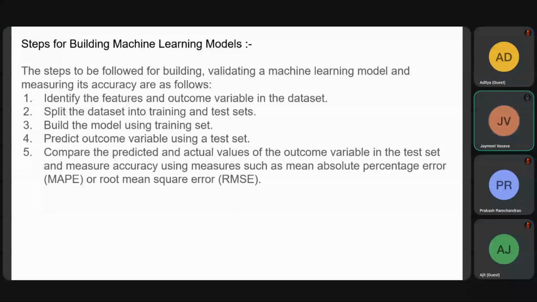So the steps to be followed for building a machine learning model, validating it, and measuring its accuracy are: identify the features and outcome variable in the dataset, split the dataset into training and test sets, build the model using the training set, predict the outcome variable using the test set, compare the predicted and the actual values of the outcome variable in the test set, and measure the accuracy using measures like mean absolute percentage error or root mean squared error.